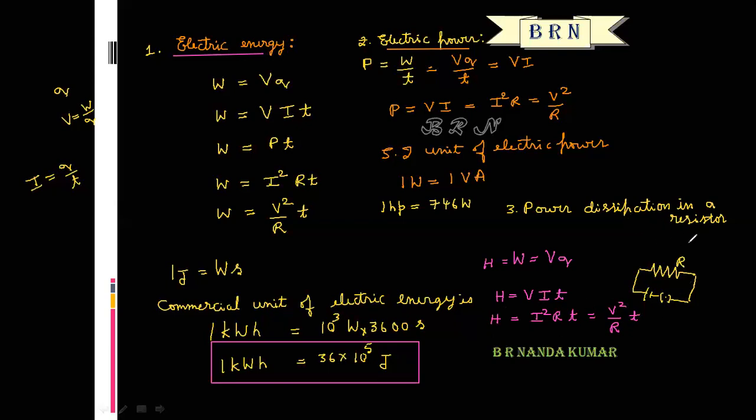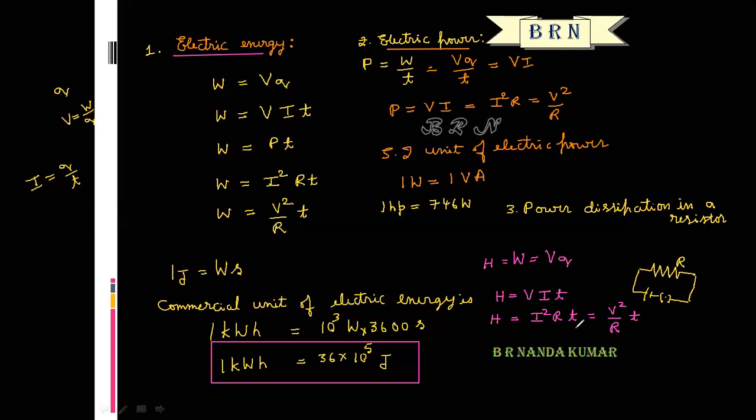So what is the meaning of power dissipation in a resistor? Power dissipation in a resistor means electrical energy spent per second in the resistor. It's very simple. Electrical energy spent per second in a resistor is called power loss, or power dissipation in a resistor.